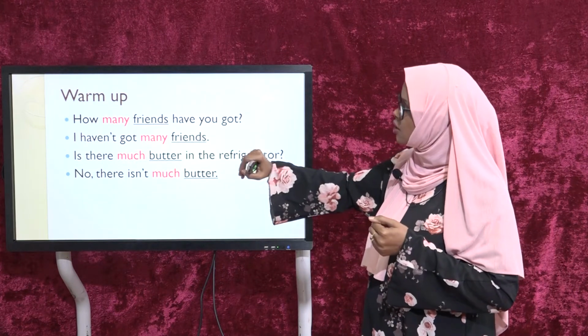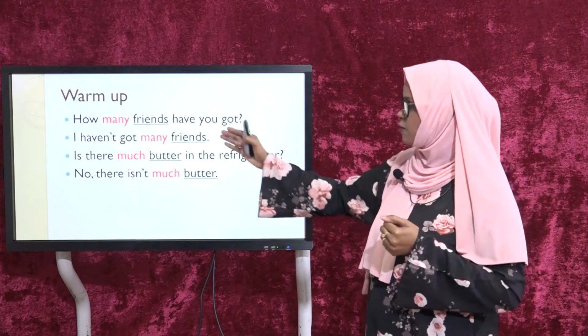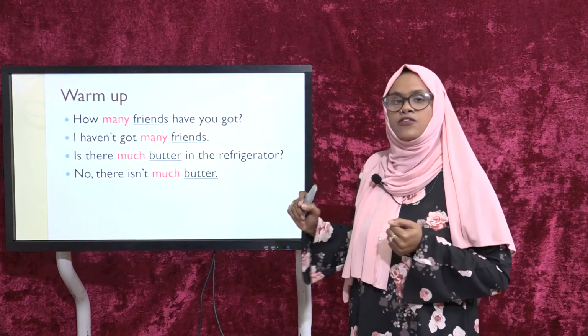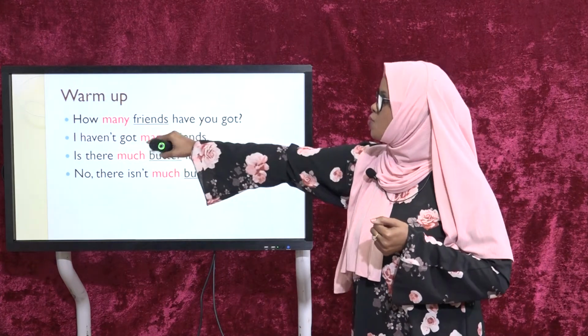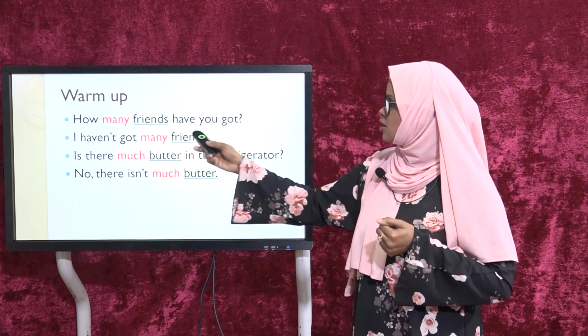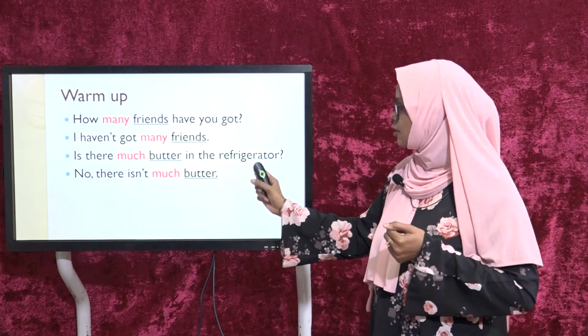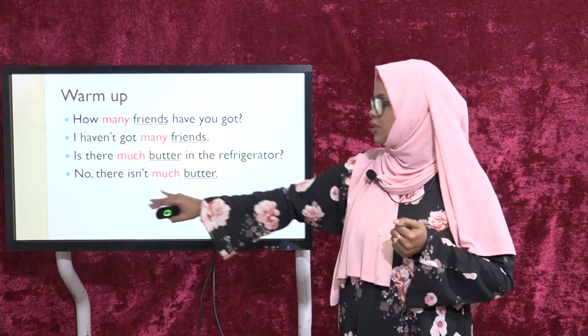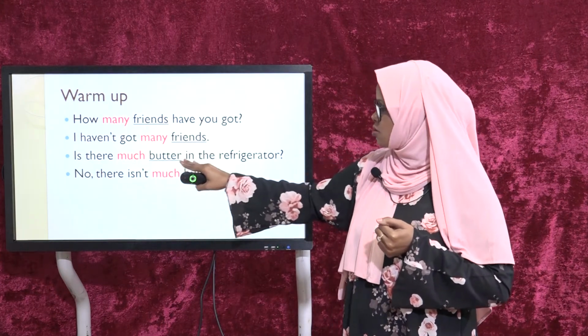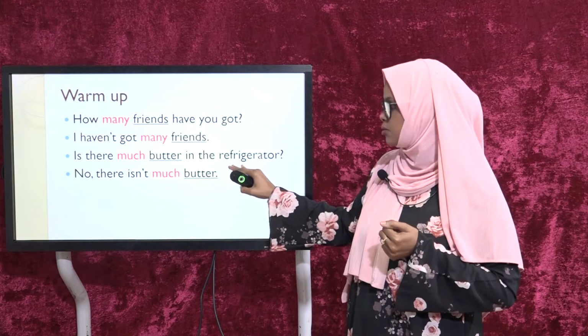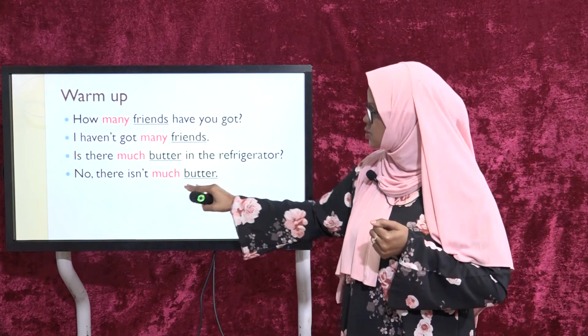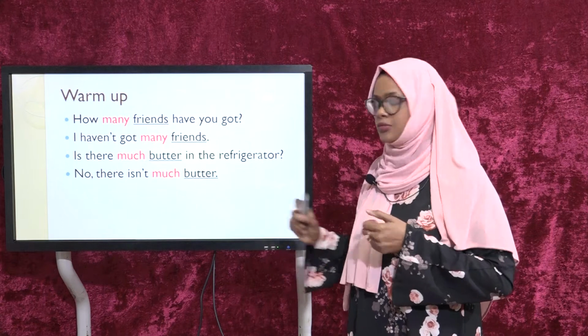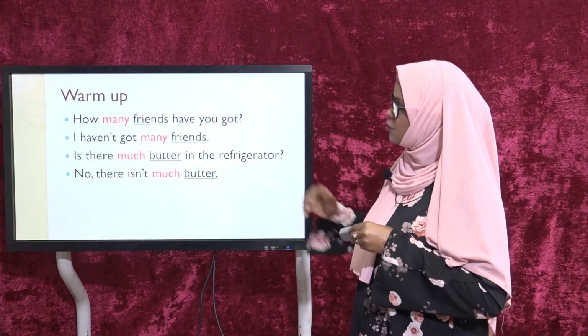Here are some sentences. We have 4 sentences in here. Let me read the first sentence for you. How many friends have you got? I haven't got many friends. Is there much butter in the refrigerator? No, there isn't much butter. Look at these 4 sentences.